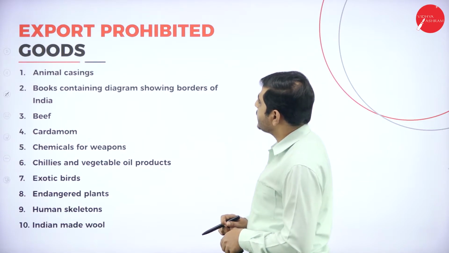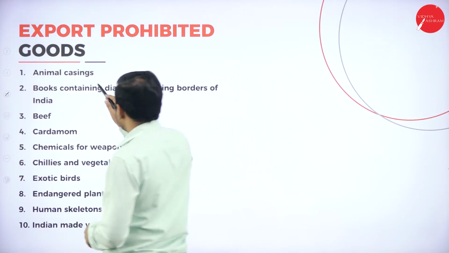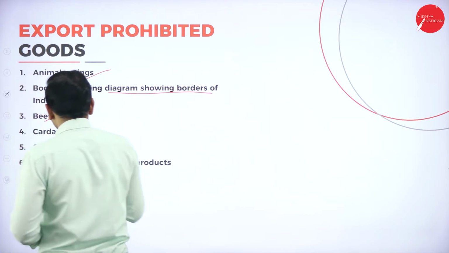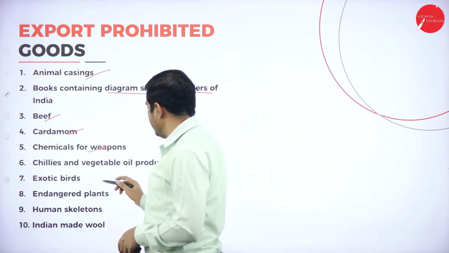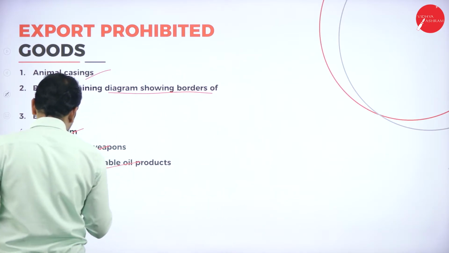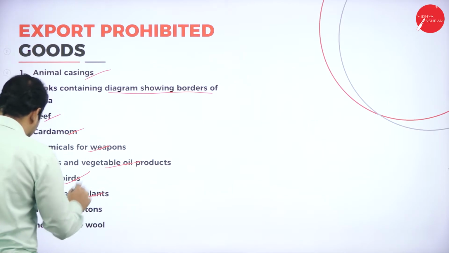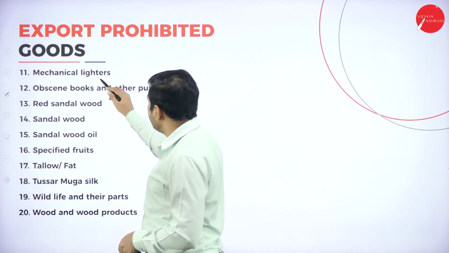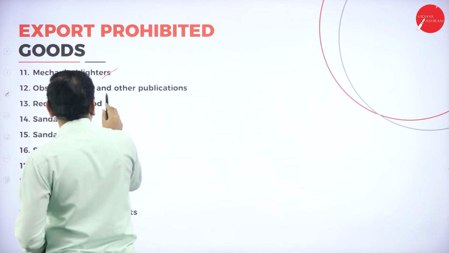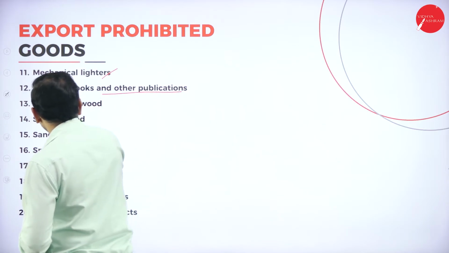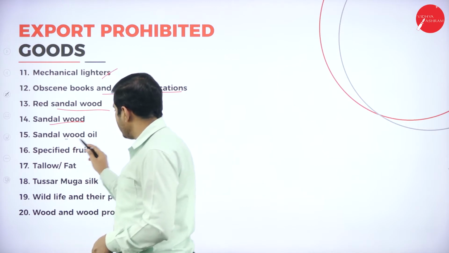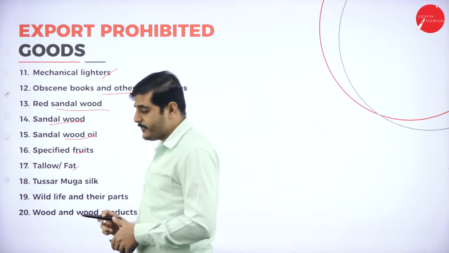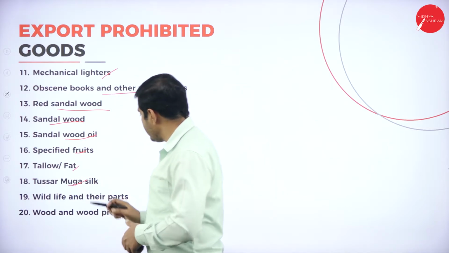Next point, export prohibited. What are those? Animal casings, books containing the diagram showing the border of India, beef, cardamom, chemicals for weapons. Next one, chili and vegetable oil products, exotic birds, endangered plants, human skeletons, Indian made wool. Next one, mechanical lighters, obscene books and other publications, red sandalwood oil, specific fruits. Next one, fat of specific animals, tusser silk.